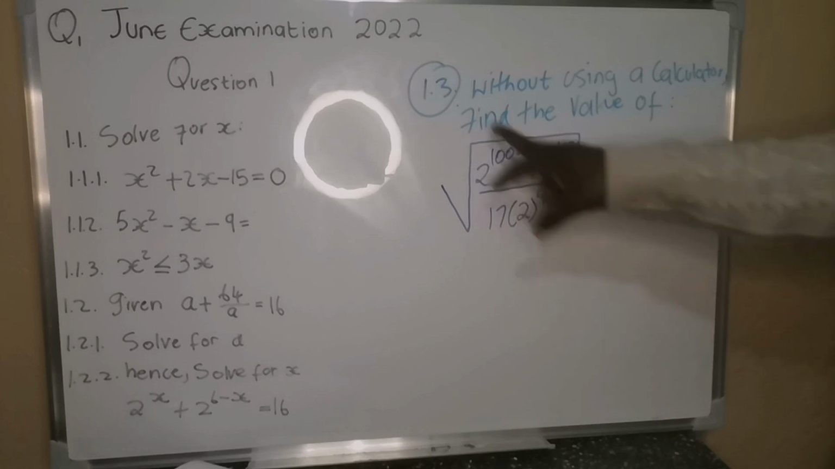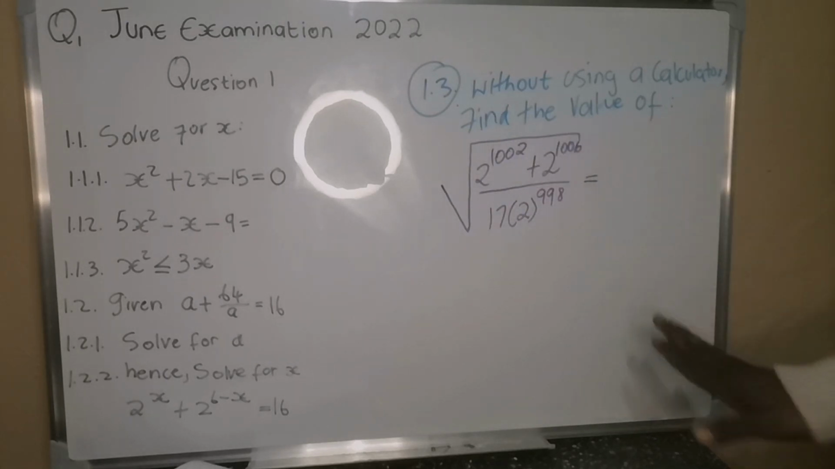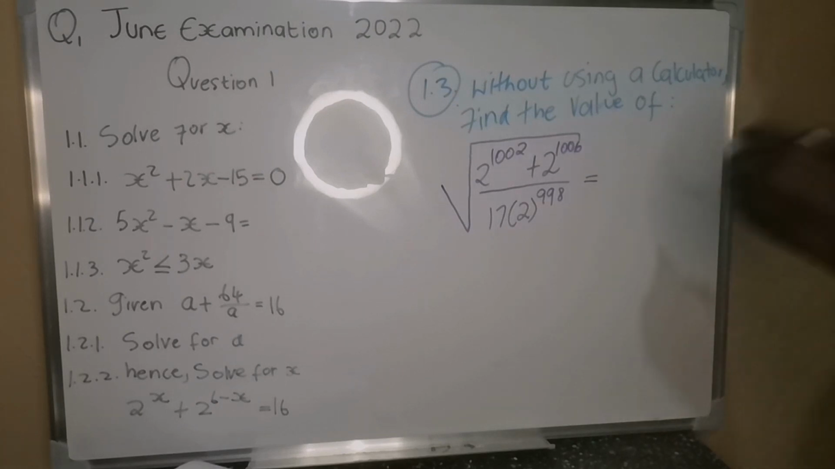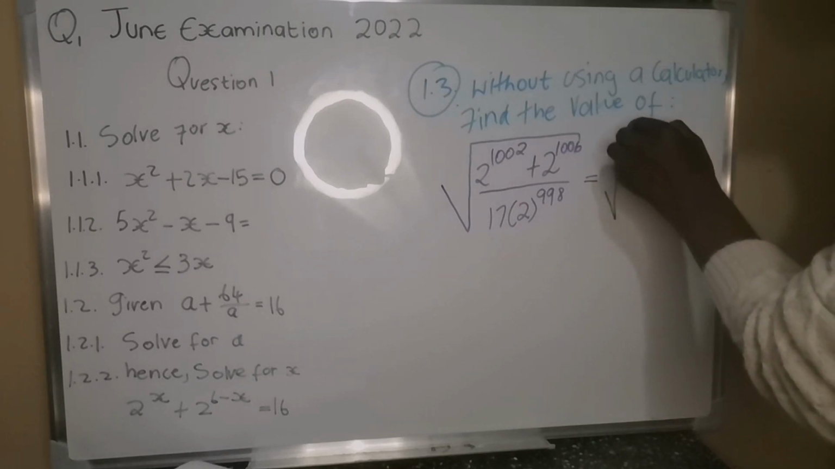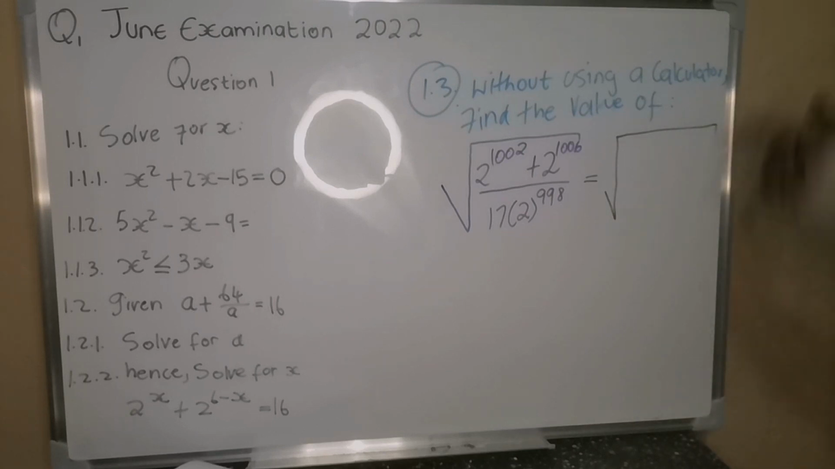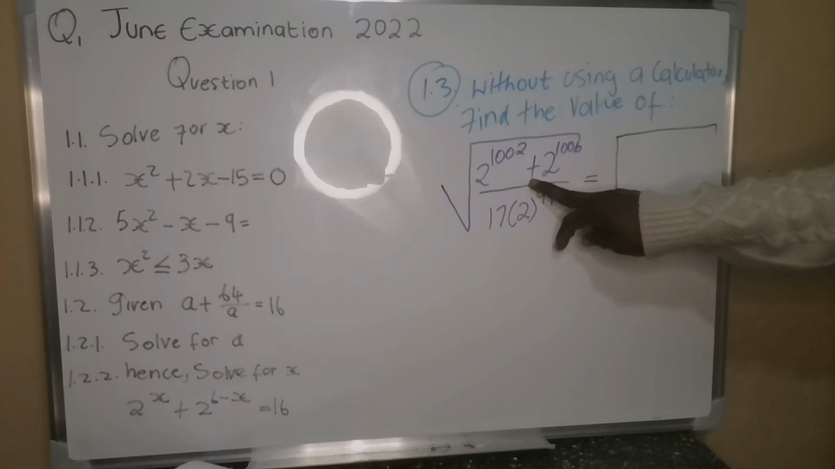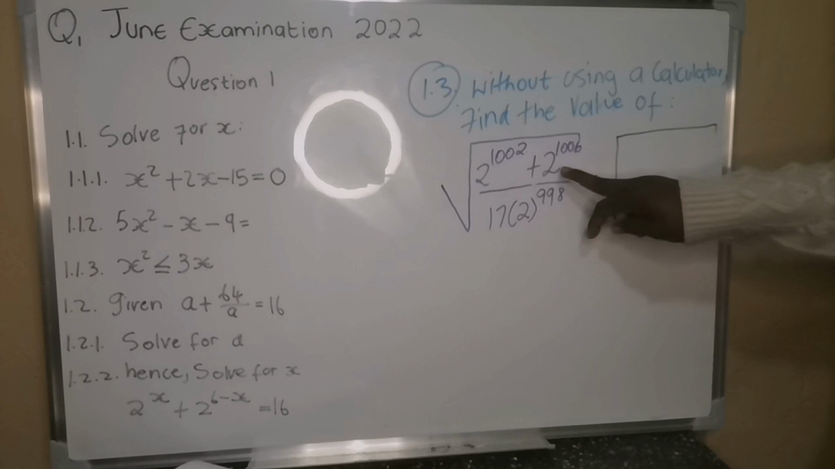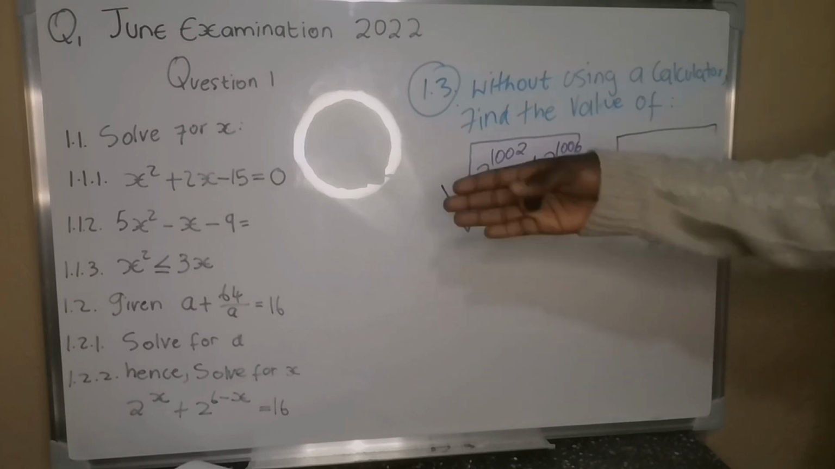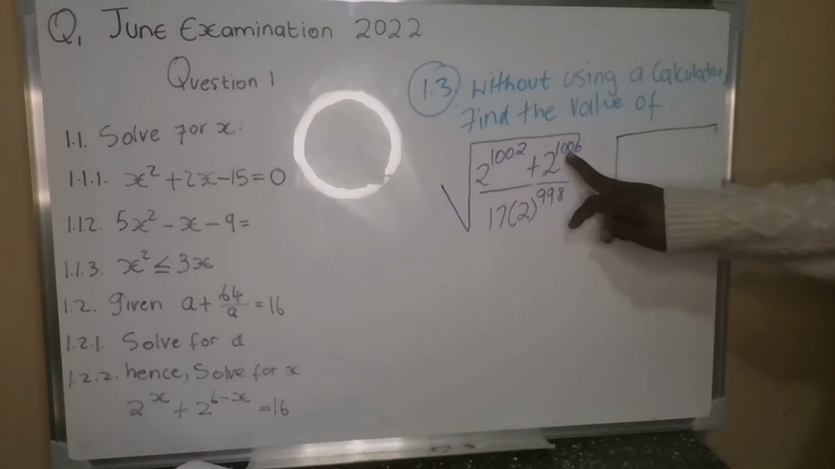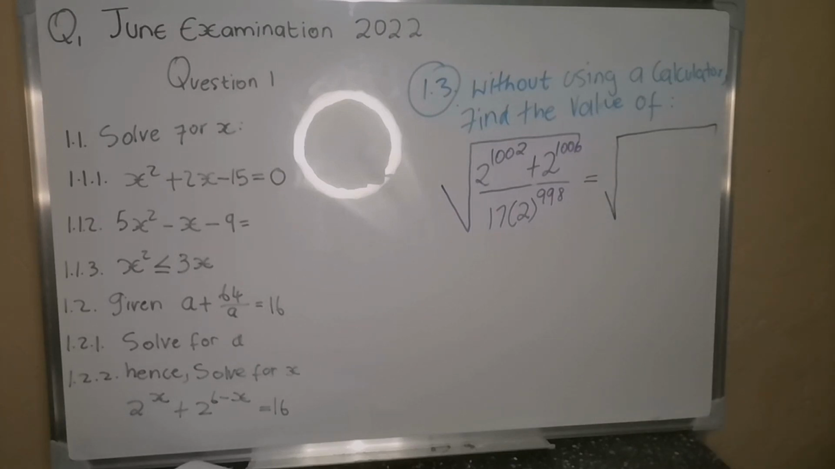Now let's check. Leave out this square root sign for now. Treat it as if the square root sign does not exist. Then I have 2 to the power 1002 plus 2 to the power 1006. I'm thinking of a common factor right now because my bases are the same. Just like the previous answer, look out for the common factor between my first term and my second term.